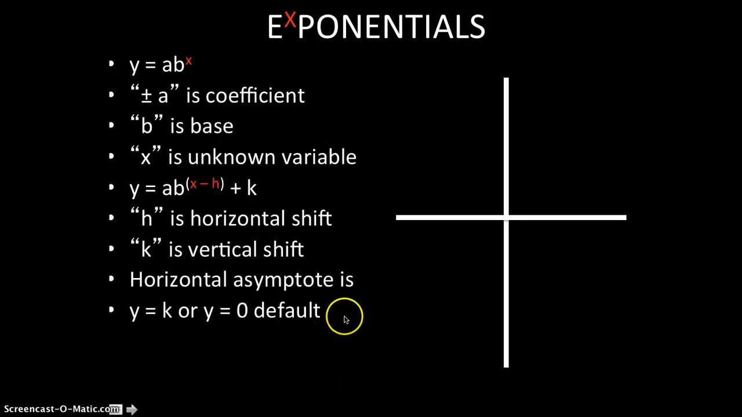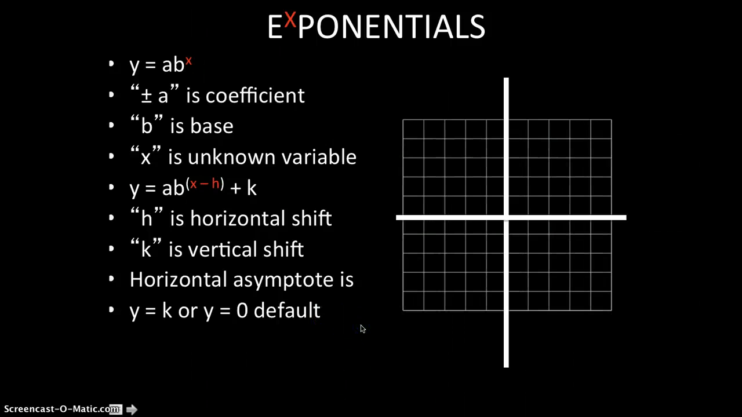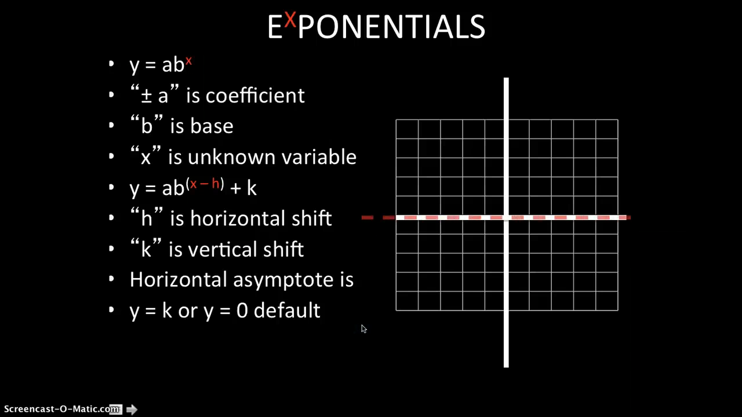Typically, that's y equals 0. That's kind of the default. So when we see a graph, we'll notice either the horizontal asymptote is here at 0, or wherever k goes, it would shift up or down with that.